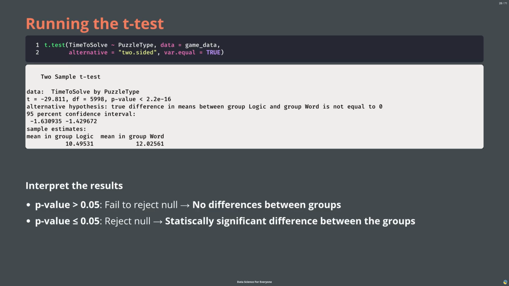The results show that the p-value is below 0.05. So we reject the null hypothesis and conclude that there is a statistically significant difference in the time it takes to solve the two types of puzzles. We also get a 95% confidence interval for the difference.